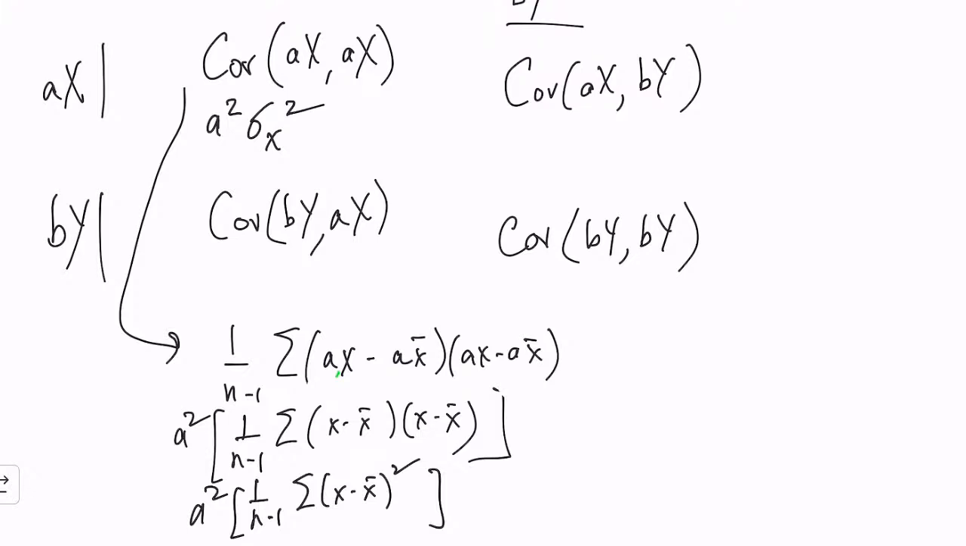All right, let me do it in a different color. So this is what I said. This is a squared sigma x squared. Then what's this one down here? This would be b squared sigma y squared, right? And what about these ones? Just looking for patterns here. You don't have to be a math genius. This is just looking for the pattern. So what would happen here? Anybody can tell me?